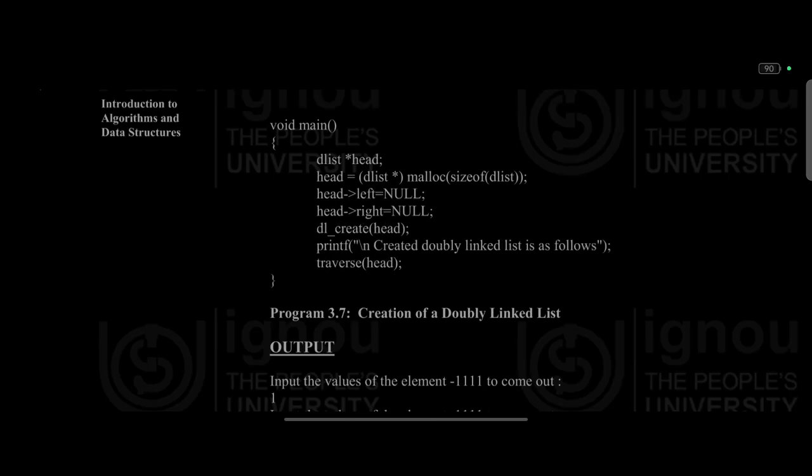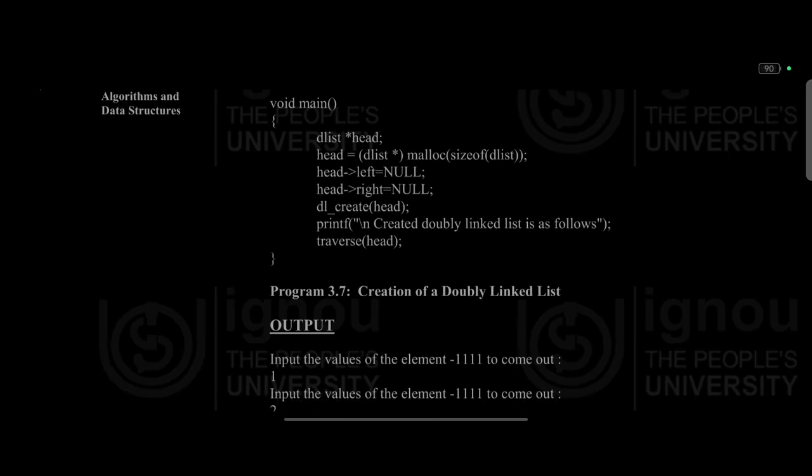Void main. Dlist star head. Head is equal to dlist star malloc size of dlist. Head->left is equal to null. Head->right is equal to null. dl_create head. Printf created doubly linked list is as follows. Traverse head.